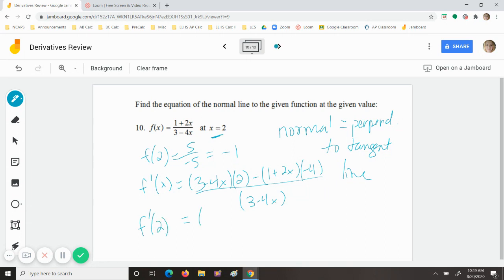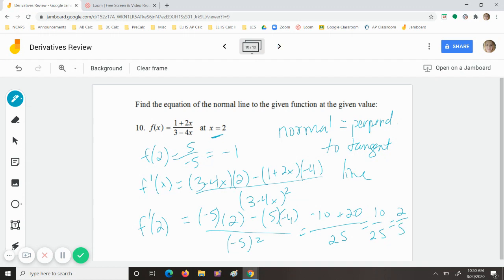3 minus 4 times 2 is 3 minus 8, negative 5 times 2 minus 1 plus 2 times 2. 1 plus 4 is 5 times negative 4 all over, I keep forgetting that squared, 3 minus 4 times 2, so 3 minus 8, so negative 5 squared. That's going to give us negative 10 plus 20 all over 25, which is 10 over 25, which is what? 2 over 5 for our slope.